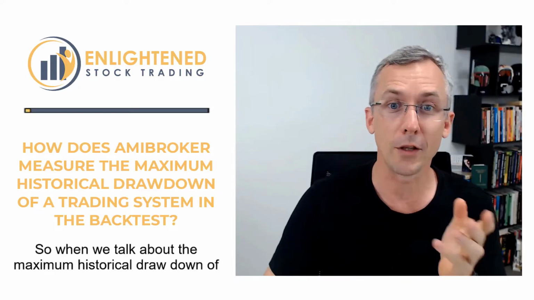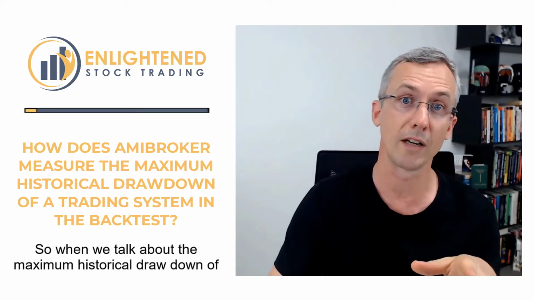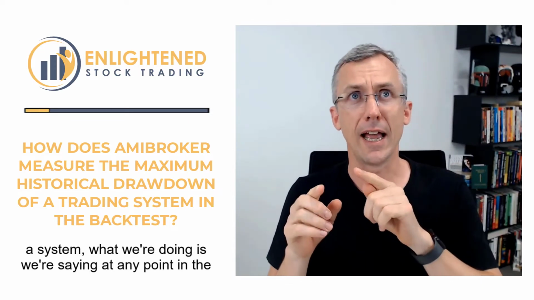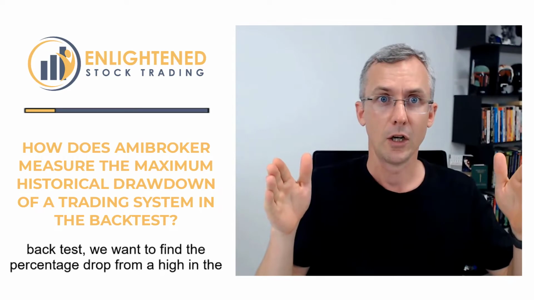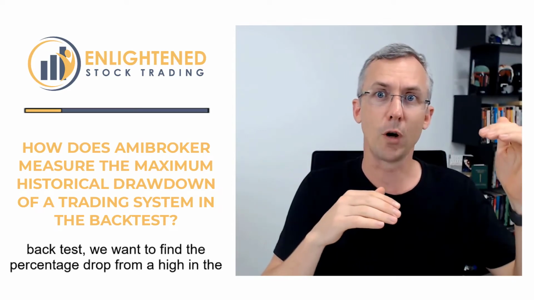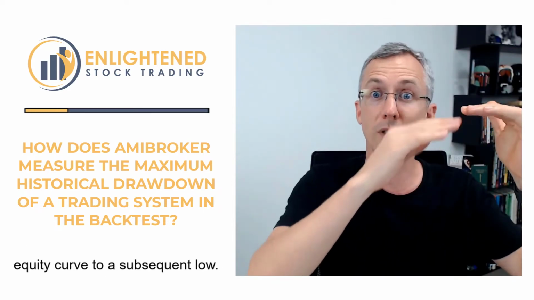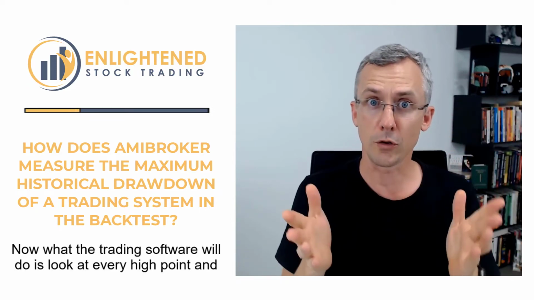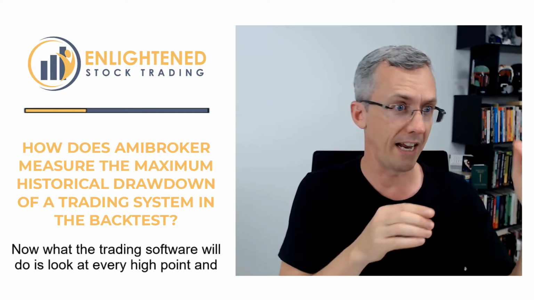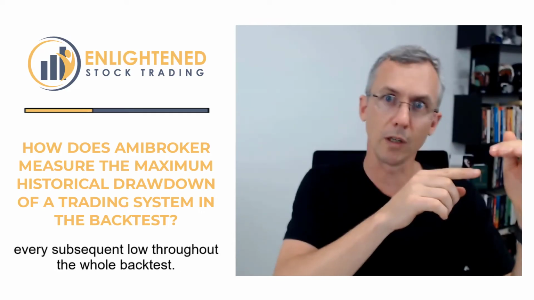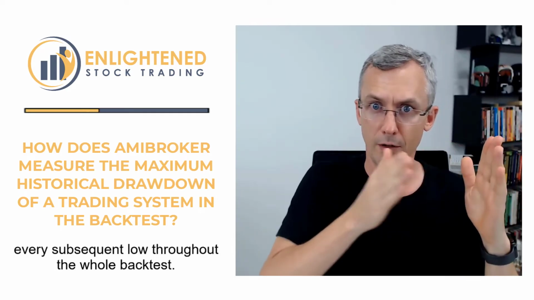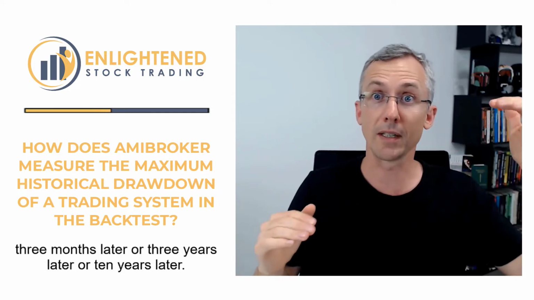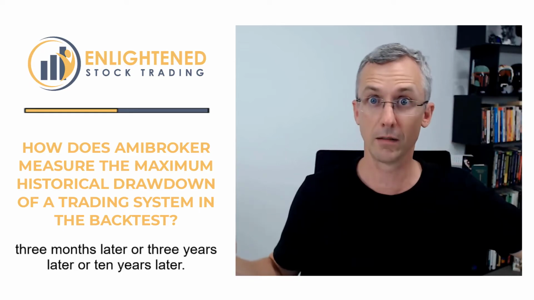So when we talk about the maximum historical drawdown of a system, what we're saying is that at any point in the backtest, we want to find the percentage drop from a high in the equity curve to a subsequent low. Now, what the trading software will do is look at every high point and every subsequent low throughout the whole backtest. And that low could have come 2 days later, or 3 months later, or 3 years later, or 10 years later.